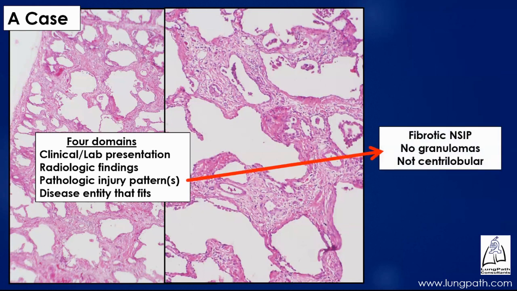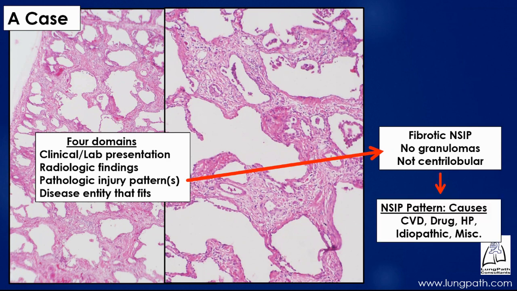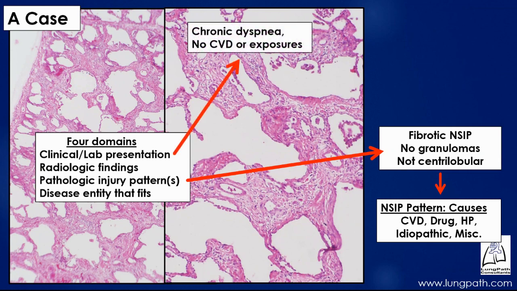What we have is a pathologic pattern that we can call fibrotic NSIP, fairly diffuse, fairly uniform, no fibroblast foci. It's not centrolobular, and we don't see any granulomas. So what do we think about when we see an NSIP pattern? There's our main differential there: CVD, drug, HP, and idiopathic. Let's learn more about the patient.